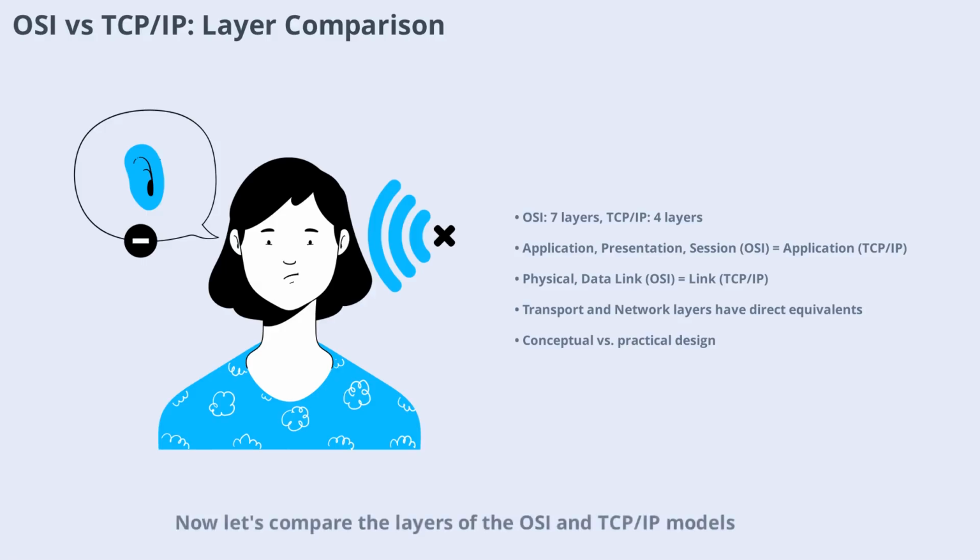Now let's compare the layers of the OSI and TCP/IP models. While the OSI model has 7 layers, TCP/IP has only 4. Some OSI layers are combined in the TCP/IP model, reflecting a more practical approach. For example, the OSI's application, presentation, and session layers are merged into the application layer in TCP/IP. Similarly, the physical and data link layers in OSI are combined into the link layer in TCP/IP. This comparison highlights the conceptual versus practical design philosophies of each model.